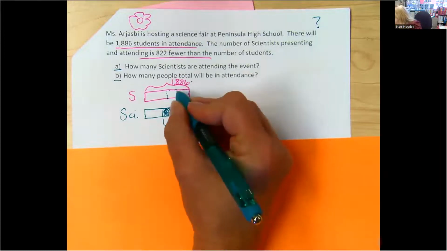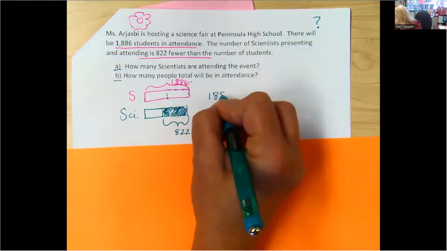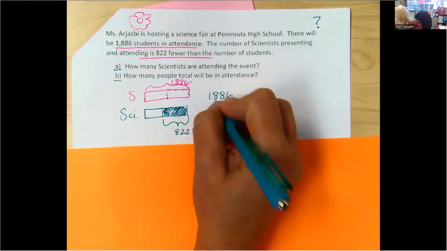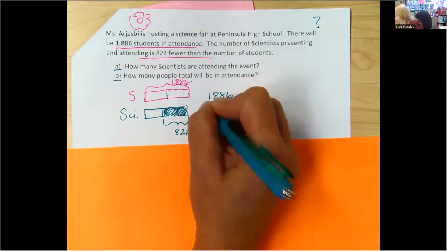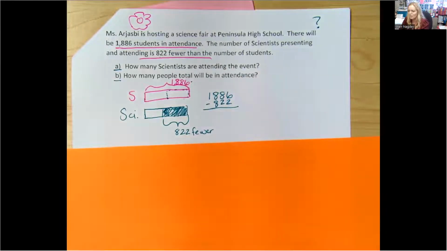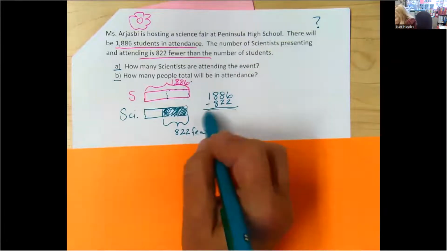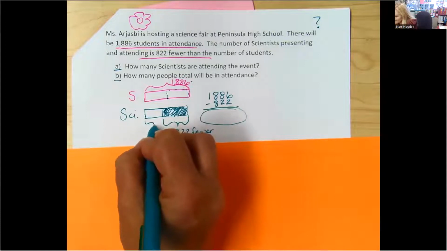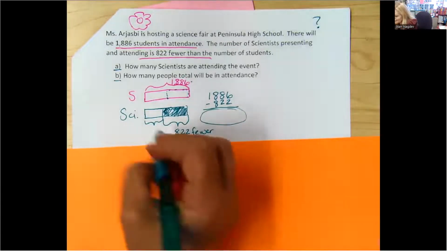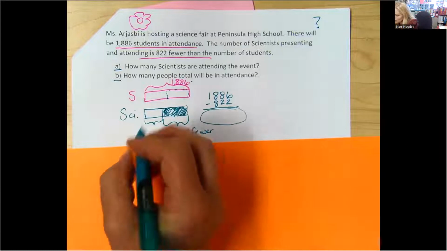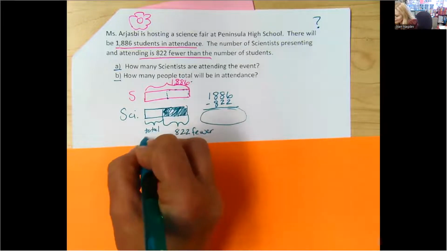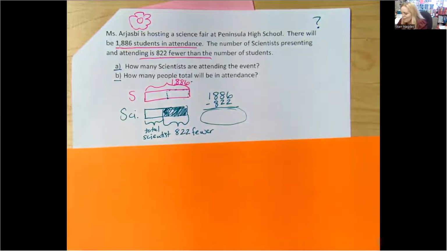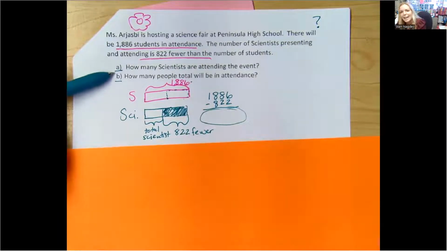So I can take the total amount of students, 1,886, and I can subtract 822 fewer scientists than students. And the answer to that should tell me how many total scientists were in attendance, right? So the answer to this should tell me total scientists. Okay, so now we can answer for part A.